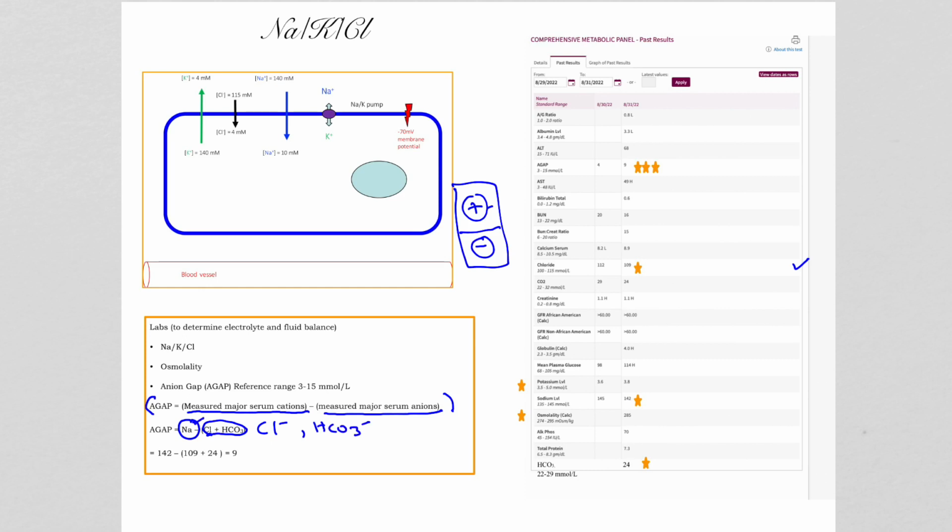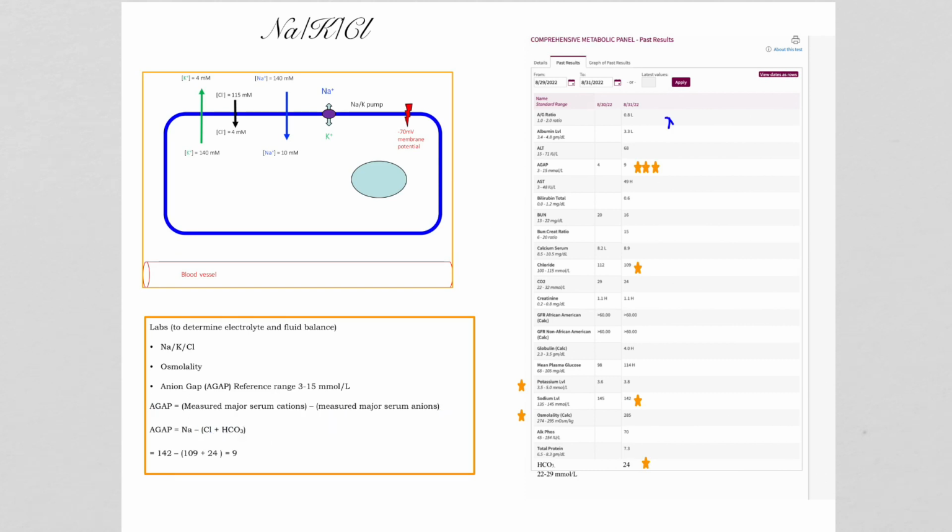Sodium is the most common cation routinely measured, very easy to measure, labs do that all the time. And chloride and bicarbonate are the anions that are commonly measured. So besides sodium, of course our serum has many other cations. For example, potassium, calcium, magnesium, and then there are also proteins that have a positive charge. We call these cationic proteins.